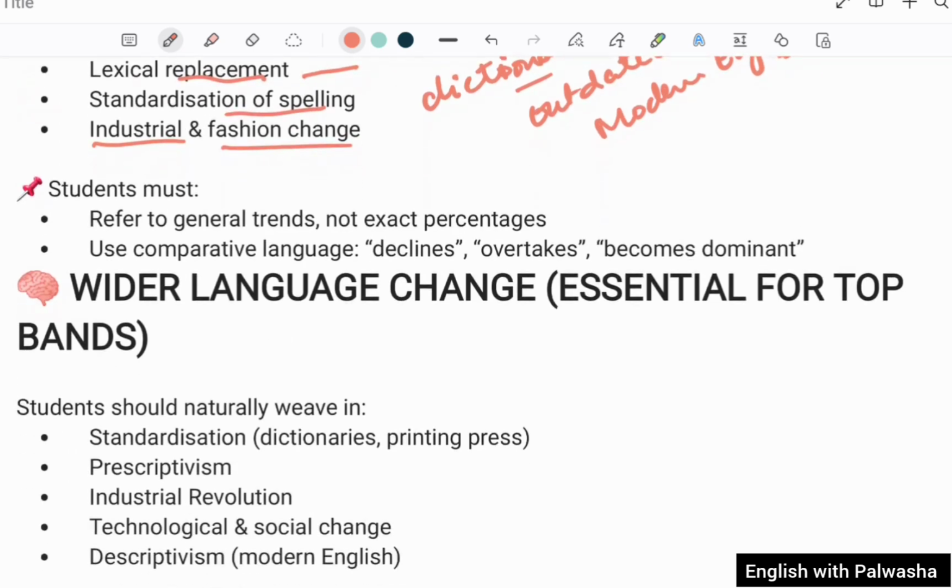So of course, there's a huge impact on the English language, and we can definitely see an evident change: English has changed over time. And yes, there is a huge transformation. Refer to the general trends, not exact percentages. Use comparative language like declines, overtakes, becomes dominant.